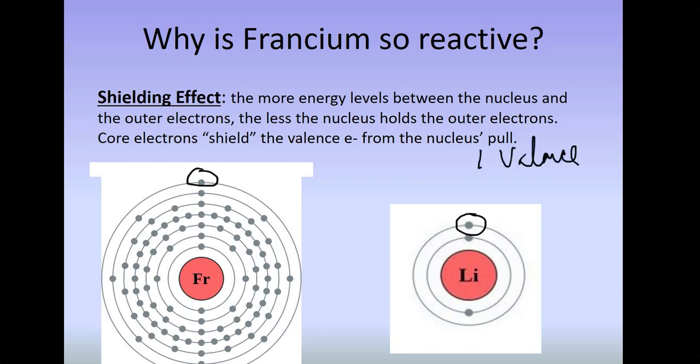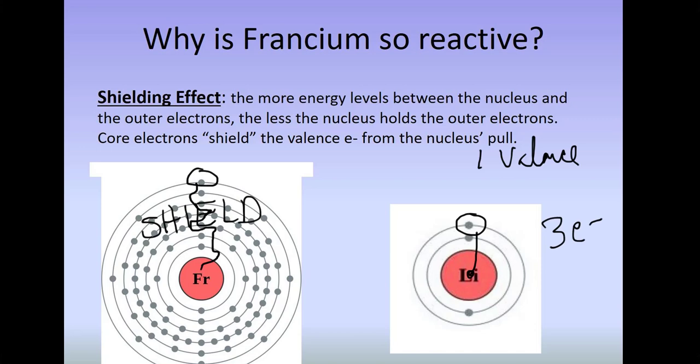When you look at lithium, lithium's nucleus very, very easily can keep track of its 3 electrons. But look at francium's valence electron. The nucleus has to somehow wade through all these electrons to try to pull on that valence electron. And it's kind of hard to do. These inner electrons act as a shield. So I'm just writing the word shield there.